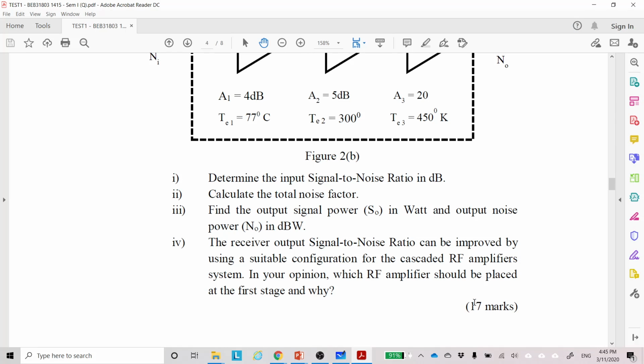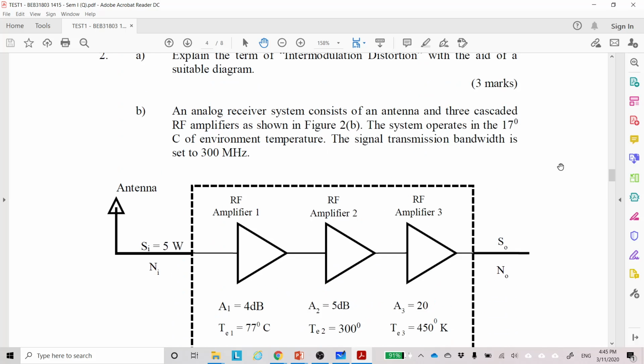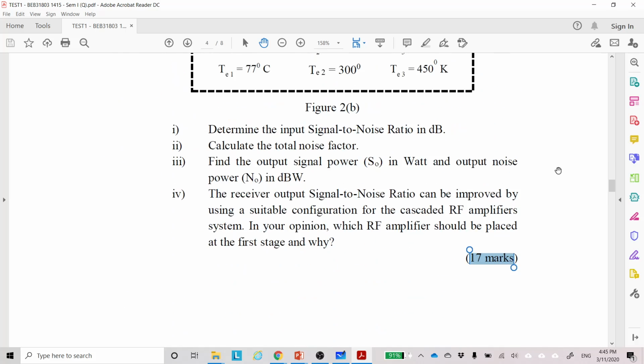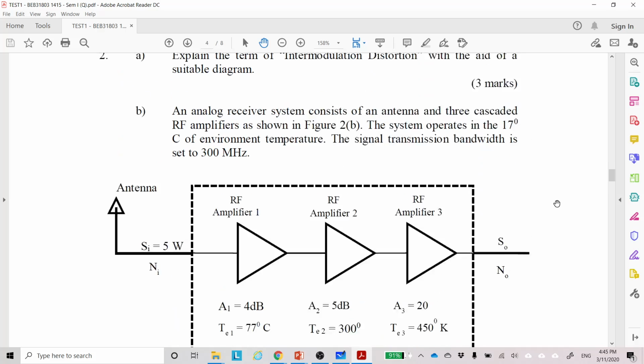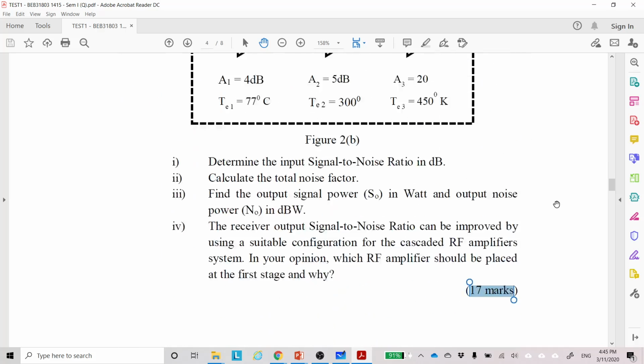Tengok 17 markah je dia bagi. Mana tak gila ya pada masa tu, kesian student masa tu. Okay, jangan risau, kamu punya test lebih senang daripada ni lah.